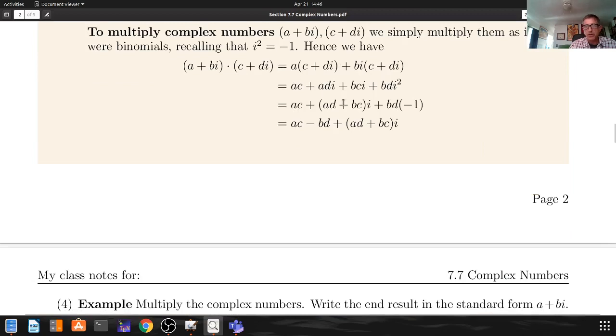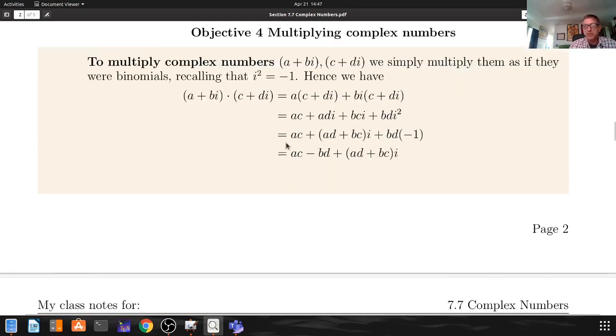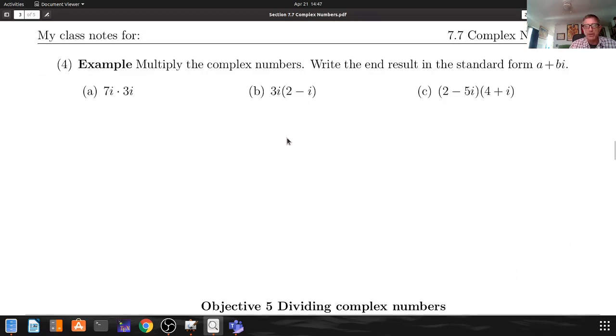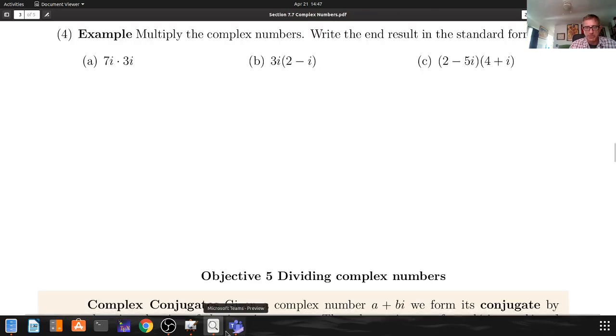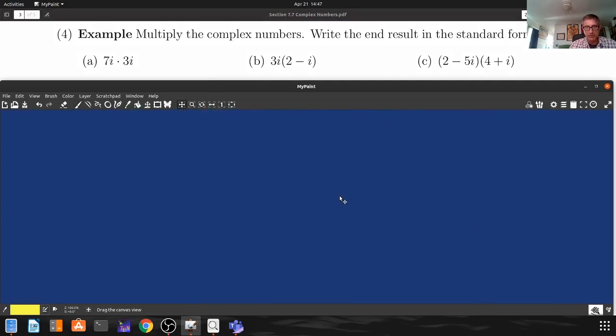I'm not even going to go through that. When we multiply complex numbers, it's just a mess. Just remember that i squared is equal to minus 1, and we multiply just like we've always multiplied. So multiplication, the only weird thing is division. And we'll just go through some really simple examples of division.